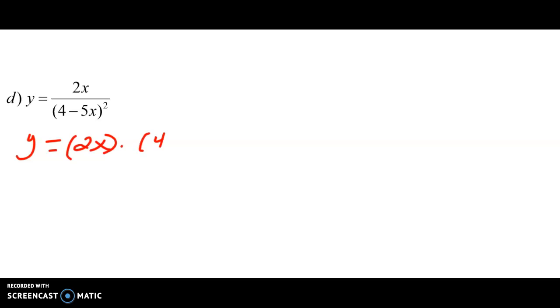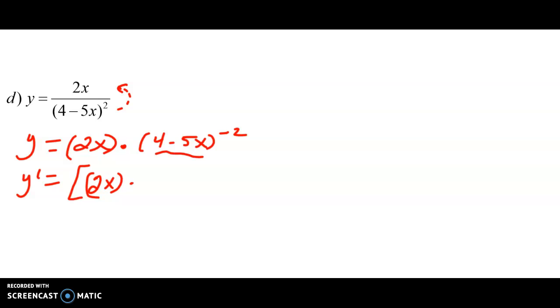I'm going to make this binomial an exponent of -2 by bringing it to the numerator. So now I created a product. To get the derivative, we're going to start with the product rule. You take the first function and you multiply it by the derivative of the second function. So when we get the derivative of this function, we're going to use our chain rule.